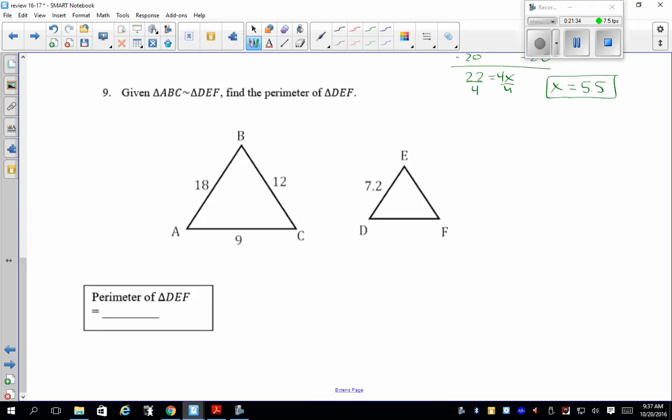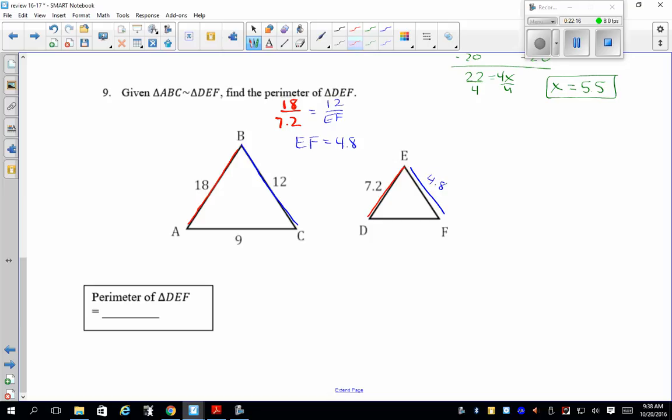Number 9, given triangle ABC is similar to triangle DEF, find the perimeter of DEF. So I'm going to start by finding the missing sides. 18 is going to go with 7.2. And that's got to be equal to 12 over EF. Now I'm going to cross multiply and solve for EF, and you get that EF is 4.8.